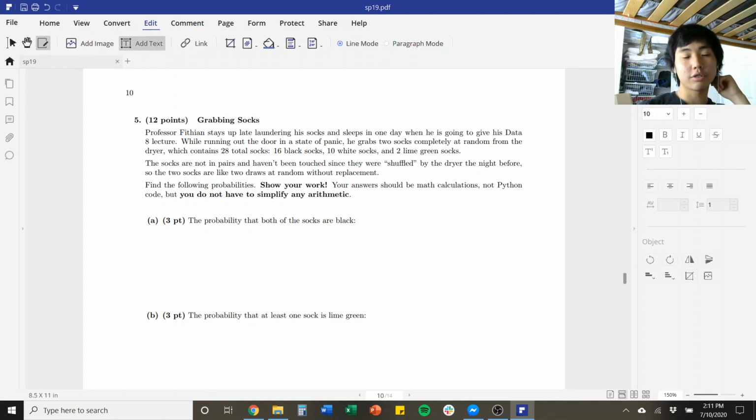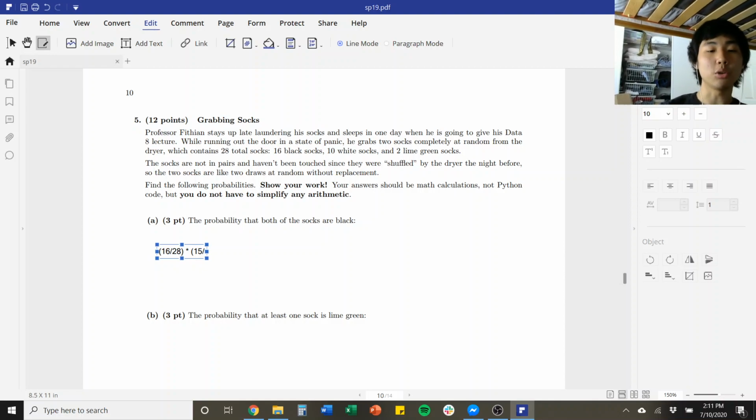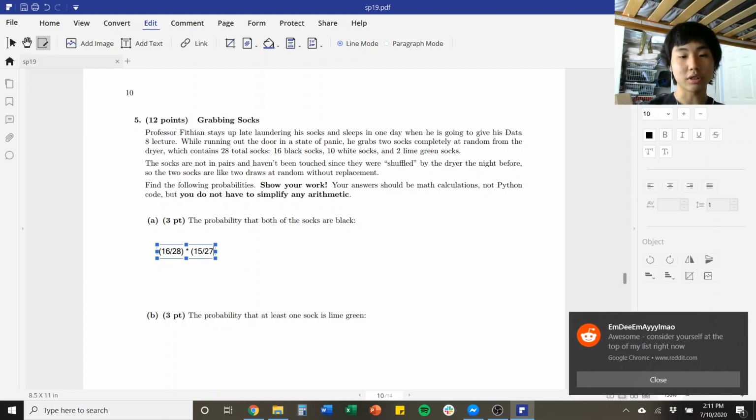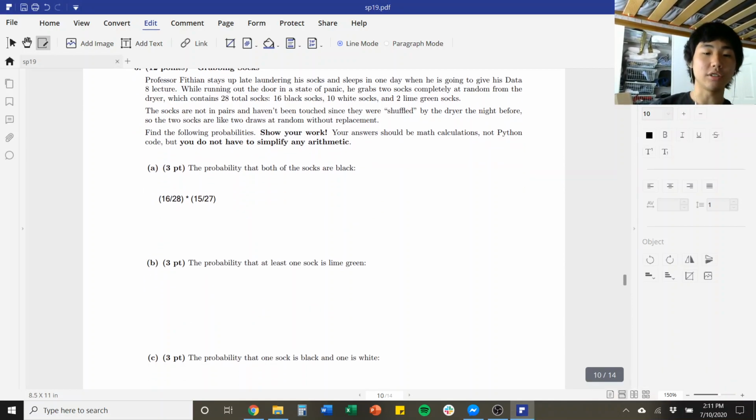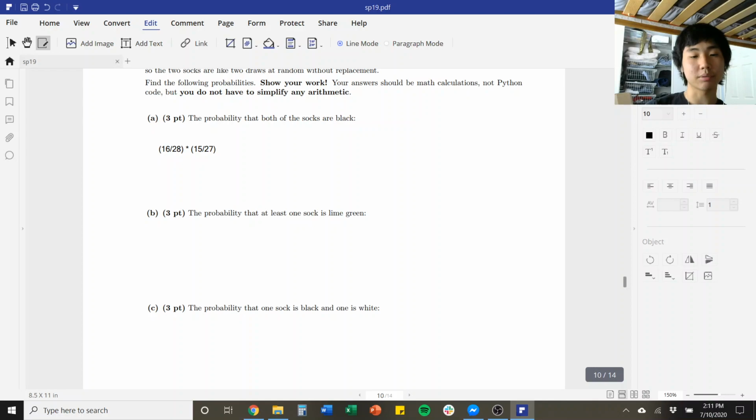So first, the probability that the first one is black is 16 divided by 28, because there's 16 black socks and 28 total. And now for both of them to be black, we need to multiply this by the probability that the next sock is black. So now how many black socks are there? There is now 15, because we already took one out, divided by the total number of socks, which is 27. So we don't need to simplify anything, so that's our answer.